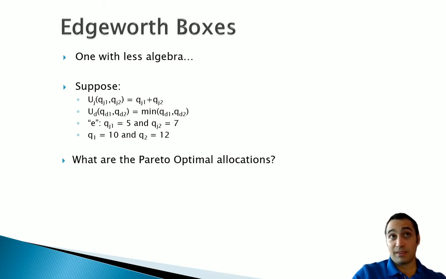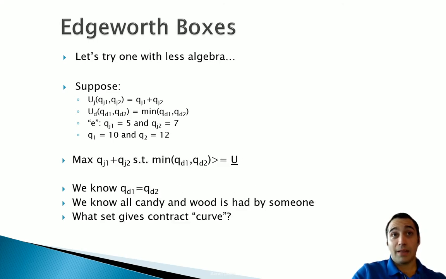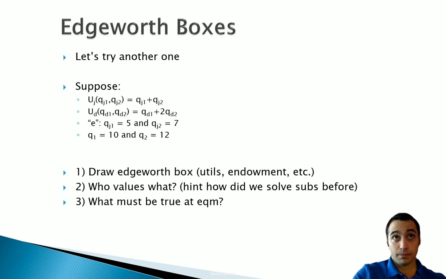Then, repeat this exercise, but instead we're going to start using wonky utility functions. Give Jane the utility function qj1 plus qj2. Give Denise the min function of d1 and d2. And lastly, try it with both of them having linear utility functions.